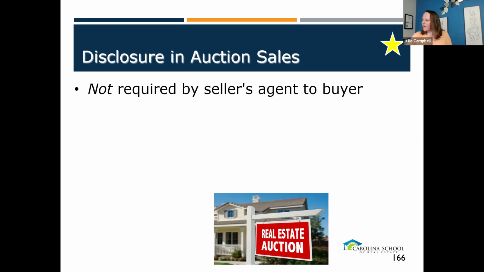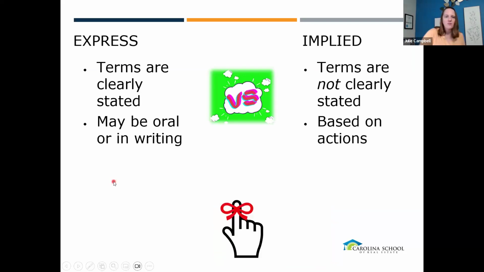Another thing, we've kind of danced all around it, but now we're here. We're going to talk about something called oral buyer agency. Before I do that, I want to refresh a couple terms that we've seen already. We'll see them a few more times. Here's our express and implied again.